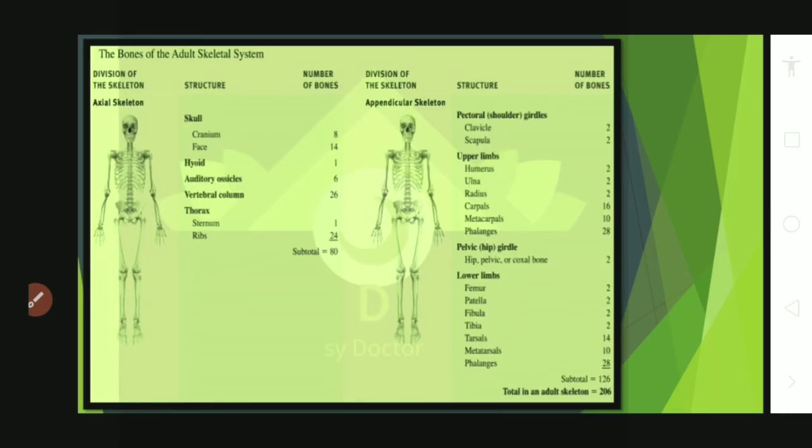So here is your skeleton, and here you can see clearly and practically the divisions of your skeletal system. See what structures are present in your axial skeleton. There is the skull, the main part of your axial skeleton, which consists of smaller bones. There are 8 cranium bones in your skull.